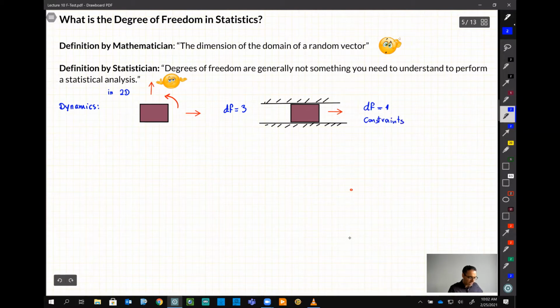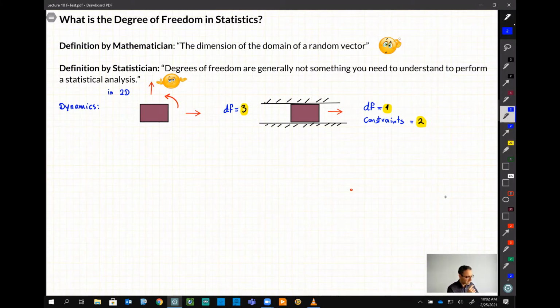And the number of constraints here is 2. Still, the sum of these 2 numbers is 3, right? But I have a constraint. This is what we know in dynamics, that something has some degree of freedom, which we know what it is, and then we put some constraints, it reduces its degree of freedom. Let's get to the data.